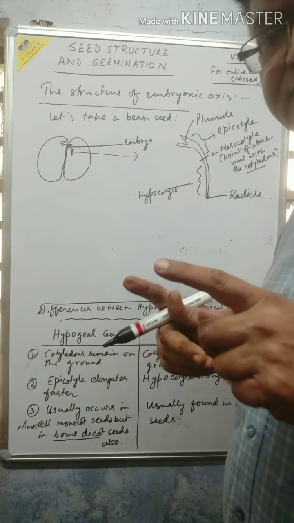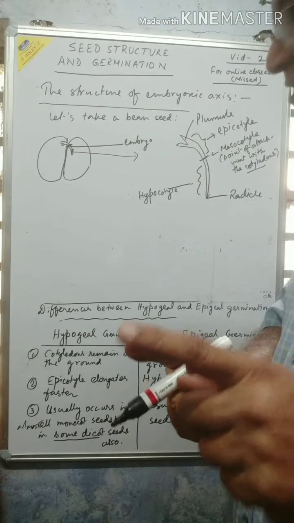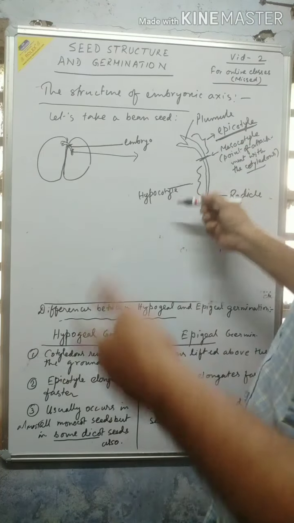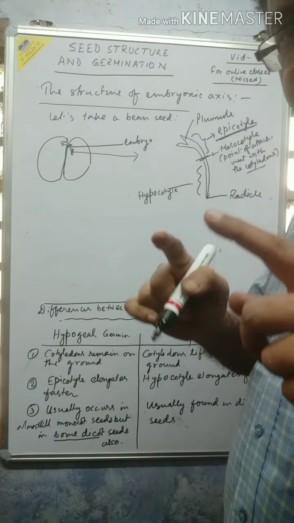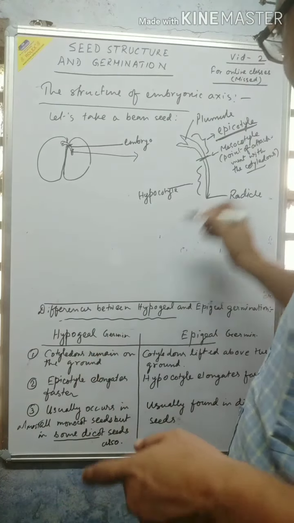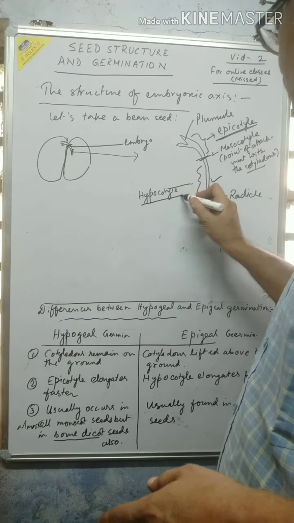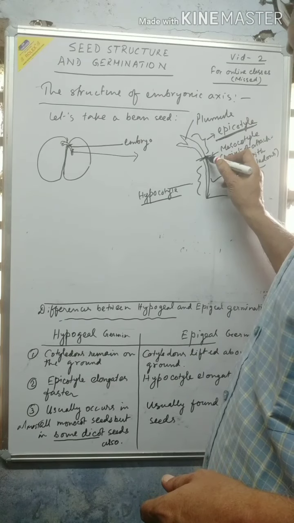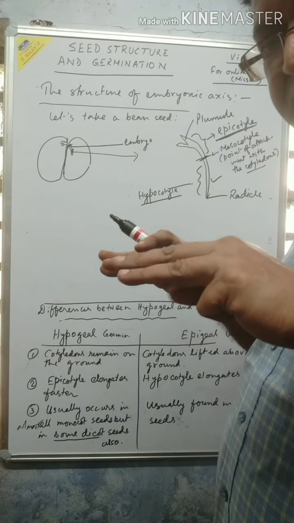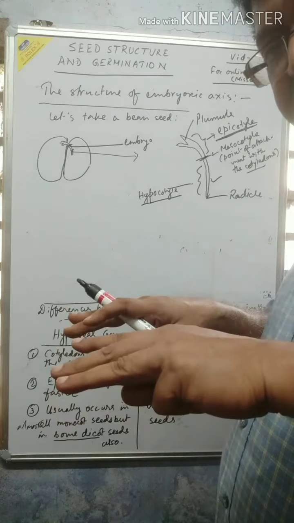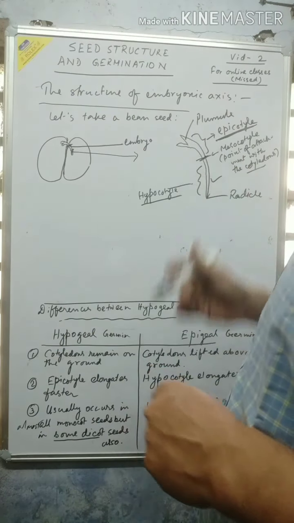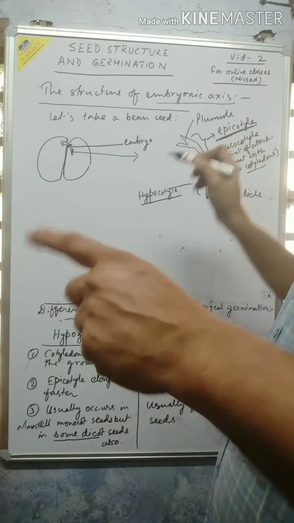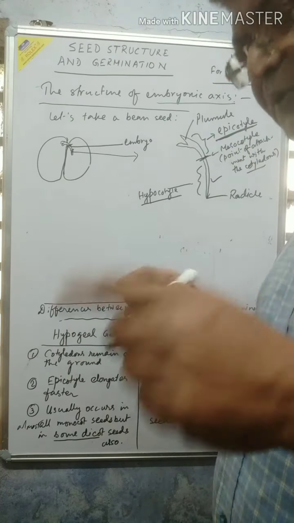So when hypogeal germination takes place, this epicotyle elongates faster than this. Whereas when it is epigeal germination, this portion, the hypocotyle, grows faster than the epicotyle. And since this is the point of attachment, the difference of cotyledons remaining on the ground or lifted above the ground occurs. So this is the embryonic axis, to understand better the hypocotyle and epicotyle.